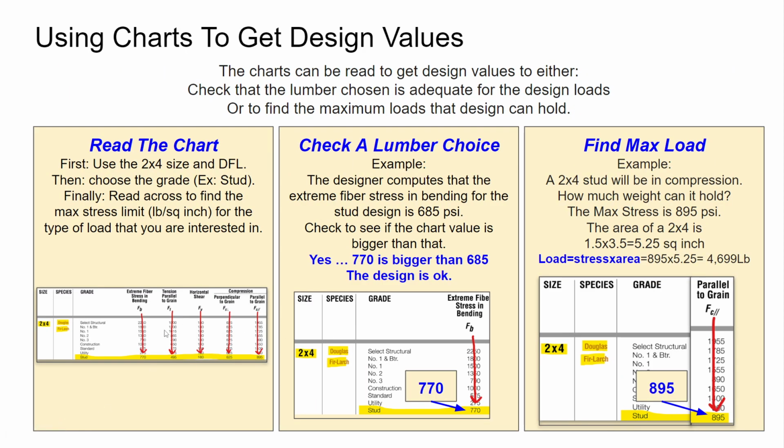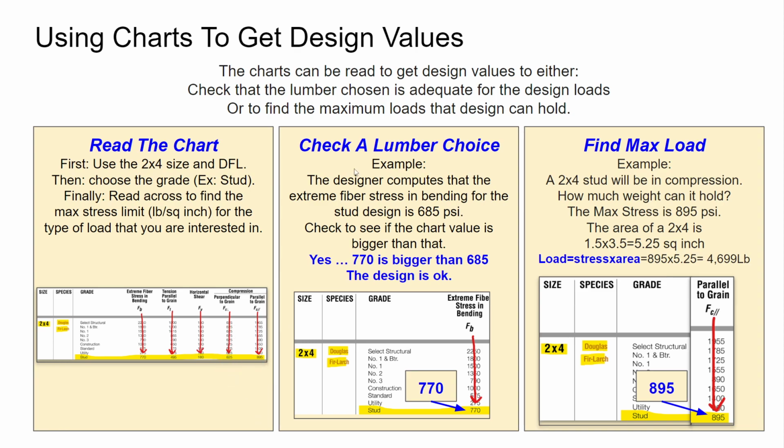So this is what a table looks like. So we have to read it. The first thing we do is find our size, our species, and our grade, say stud. And we know the answer is going to be along the row of stud. And then we have to find the particular stress that we're interested in. So if I wanted compression parallel to the grain, I would run down that column until I got to the row that I was interested in, and that would be my answer.